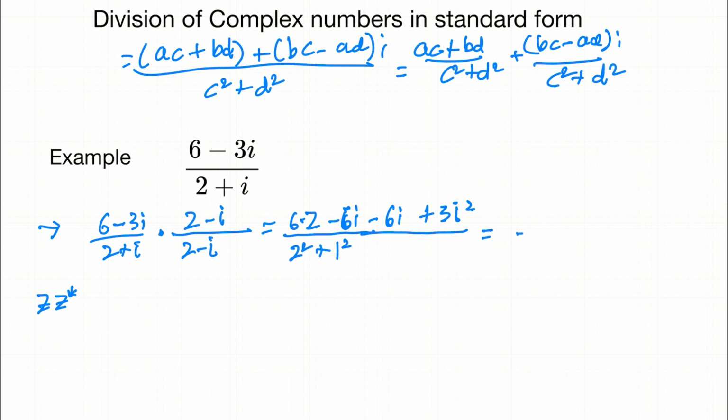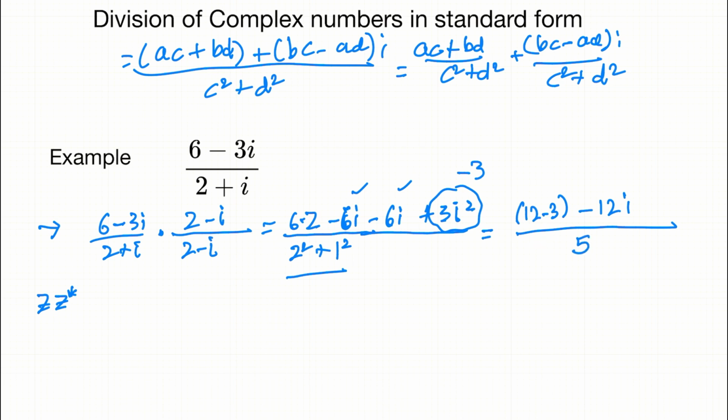So let's continue doing the math here and see what we get. Looking at this term, since i squared is minus 1, that becomes a minus 3. So we've got 12 minus 3, those are the real terms. Now we've got minus 6i and minus 6i, so we've got minus 12i. And in the denominator, 2 squared is 4 plus 1, so that's 5. Continuing, 12 minus 3 is 9, and the 12i we really can't do anything with, all divided by 5. If we put that in standard form, it's 9 over 5 minus 12 over 5 times i. So that is our answer in standard form of this division.